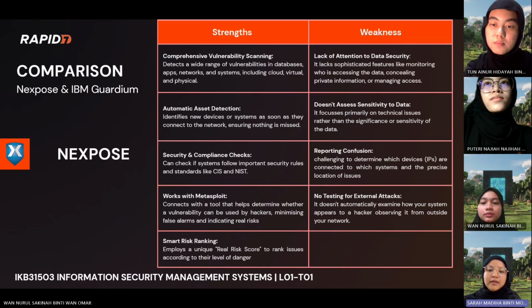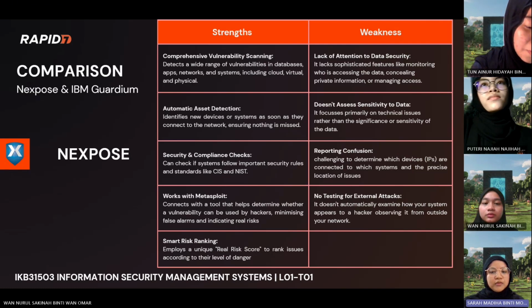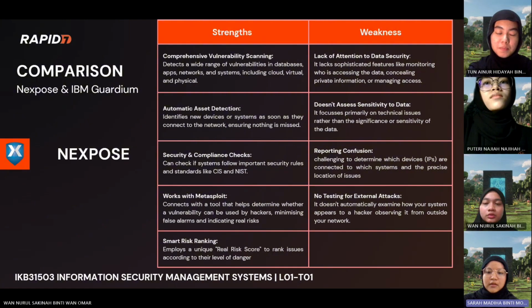So now I will explain the comparison. We chose Nexpose as our tool, and the one I chose to compare is IBM Guardium. So for Nexpose, the strength is comprehensive vulnerability scanning, which detects a wide range of vulnerabilities in databases, apps, networks, and systems, including cloud, virtual, and physical.